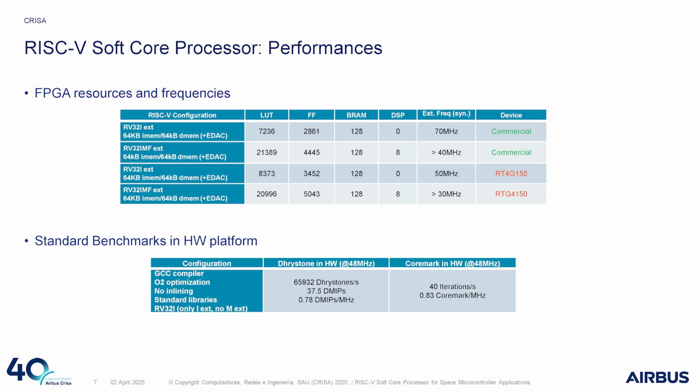These are some figures of performance of our core. We have done some test implementations in a commercial or industrial grade FPGA and in a space grade FPGA device, RTG4. The core where we instantiate the RB32I is really small. It only takes about 2,900 flip-flops and about 70 megahertz. This is with TMR activated.